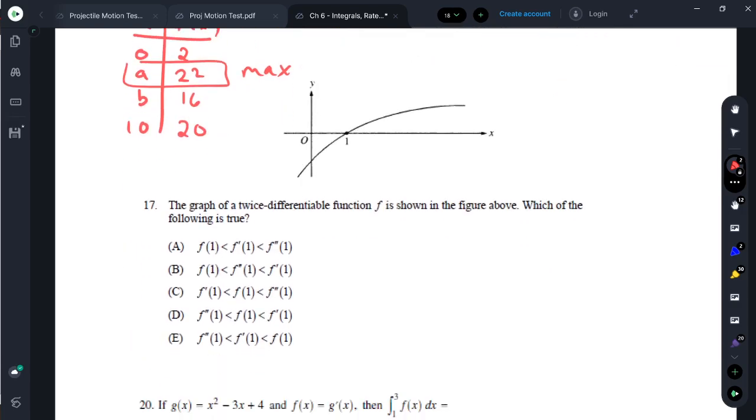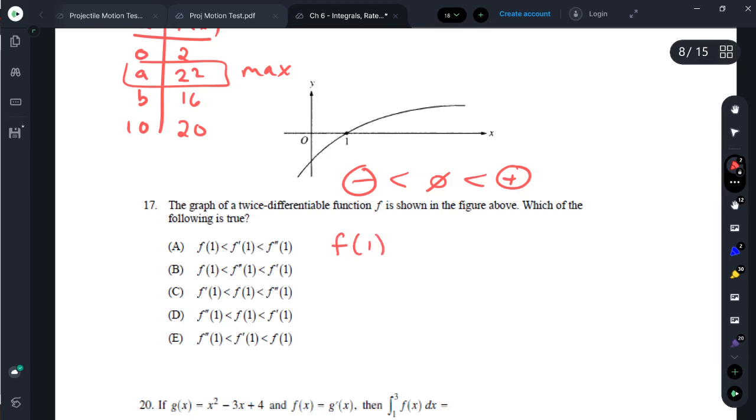The graph of a twice differentiable function is shown in this figure above. Which of the following is true? So they're asking us to rank these. Most every time in this case, it's going to go something negative, less than something that's 0, less than something that's positive. That's almost always how these go. So we can see they're talking about f, f prime, and f double prime.